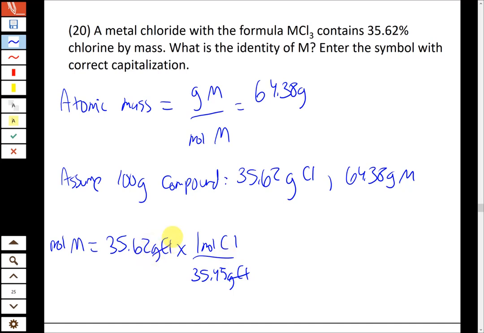And then the other thing we know from the chemical formula, similar to an argument we made in the last problem, is that for every 3 moles of chlorine, there's 1 mole of metal in that formula. So the MCl3 tells us that that's the ratio in terms of moles of each of those elements in the formula. So we're going to use that relationship to figure out how many moles of metal we have. So moles of M over moles of chlorine. The chemical formula MCl3 tells us that for every 1 mole of M, there's 3 moles of Cl. So we can use that as a conversion factor to now figure out how many moles of M there are in that 100 grams of compound. So that comes out to 0.3349.